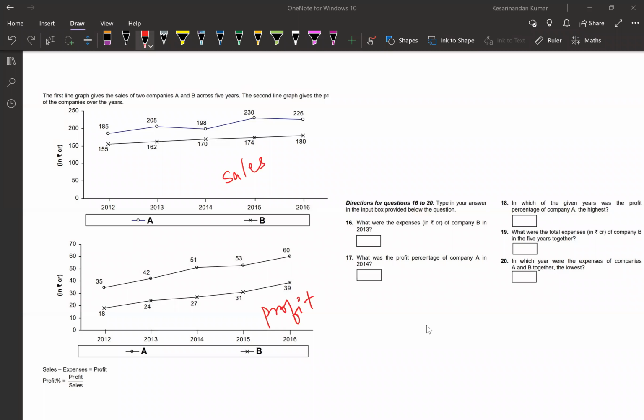Others, hurry up with the 18th, 19th, and 20th. Yes, Anshula, correct. It took you a lot of time, I guess. Kesari, still not correct.